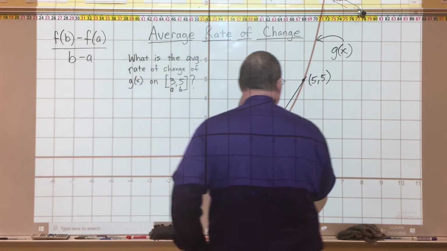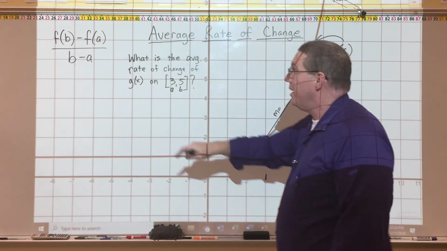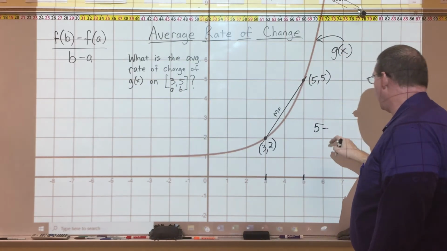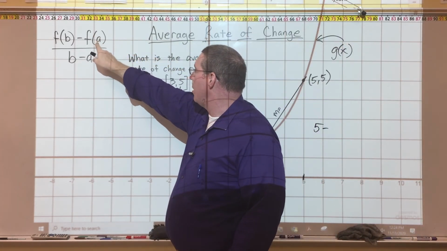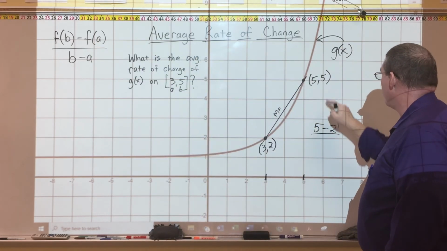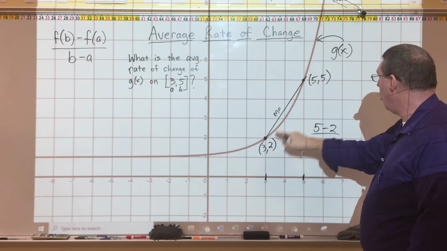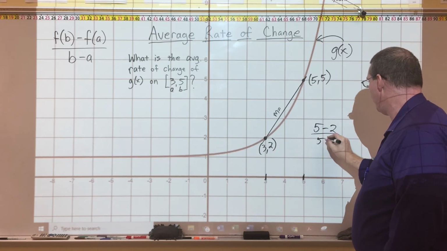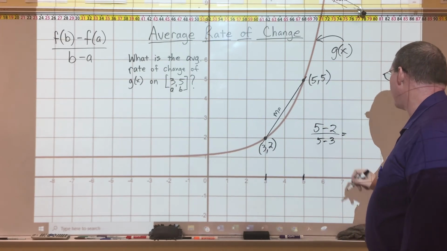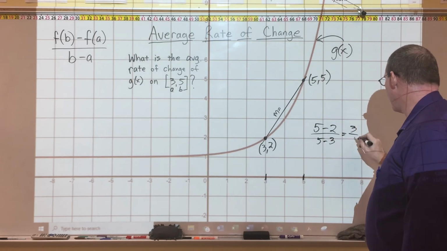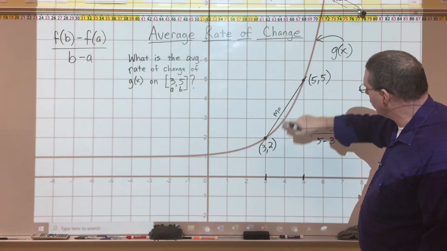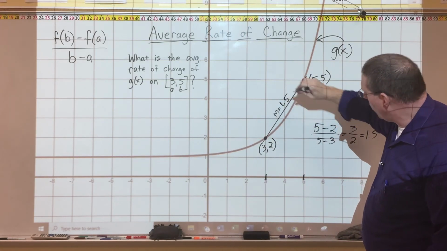All right, well, how are we going to get that number? We're going to use that formula up there. We need the output at 5, which is 5, minus the output at 3. If we were to plug 3 in, the output would be 2. See, we're doing y2 minus y1 over x2, which is 5, or b, minus x1, which is a, which is 3. So 5 minus 2, that's 3. 5 minus 3 is 2, so 3 over 2 is 1.5. And so the average rate of change of this function between 3 and 5 is 1.5.